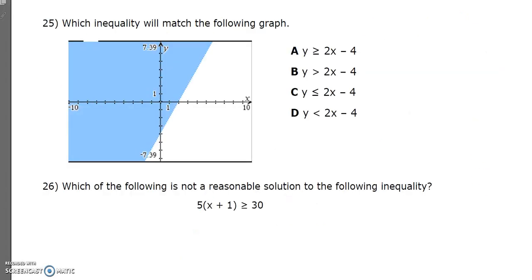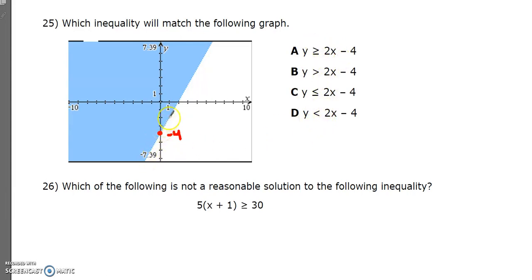Okay, number 25 just says, which inequality will match the following graph? So let's look at our clues here. 1, 2, 3, 4. This is at -4. So that means my y-intercept is -4. Well, if you'll notice, all of them say -4, right? Then all of my slopes are also going to be the same. Look, they're all +2. So really, I just need to look at my inequality signs.